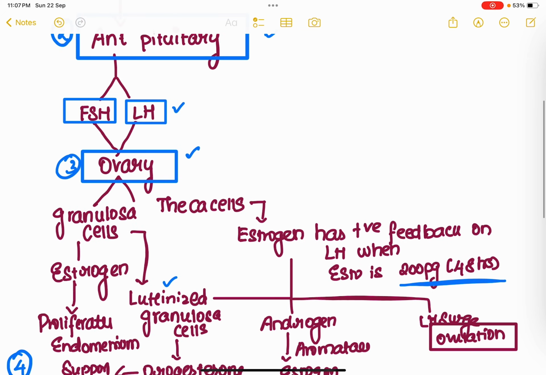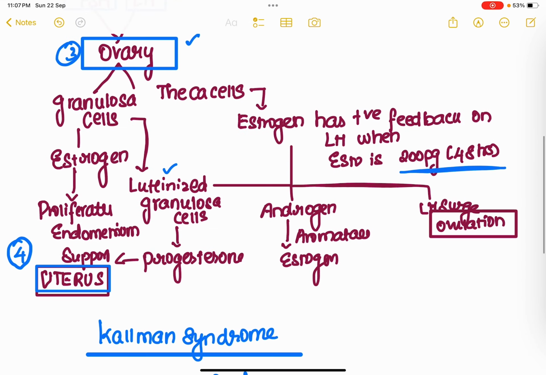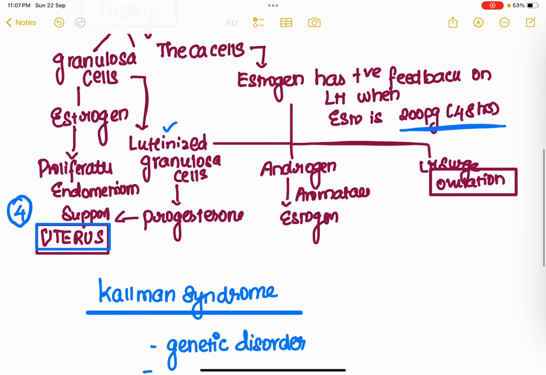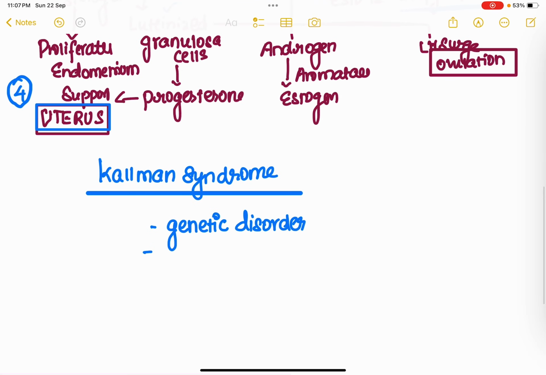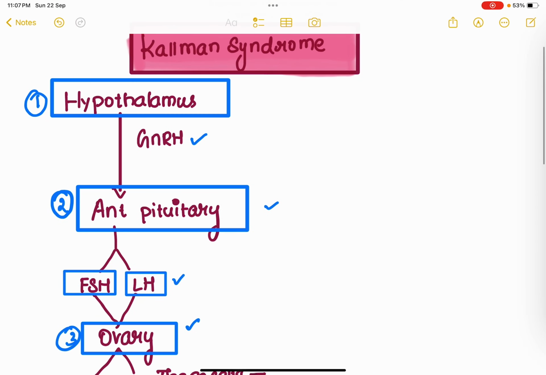So in Kallman syndrome, what is the major problem? In Kallman syndrome, the major problem is the hypothalamus. There is going to be hypothalamic failure. We all know that the gonadotropin releasing hormone is released from the hypothalamus. Is that clear? Yes. So if hypothalamic failure happens, then this GnRH will never be released from the hypothalamus.